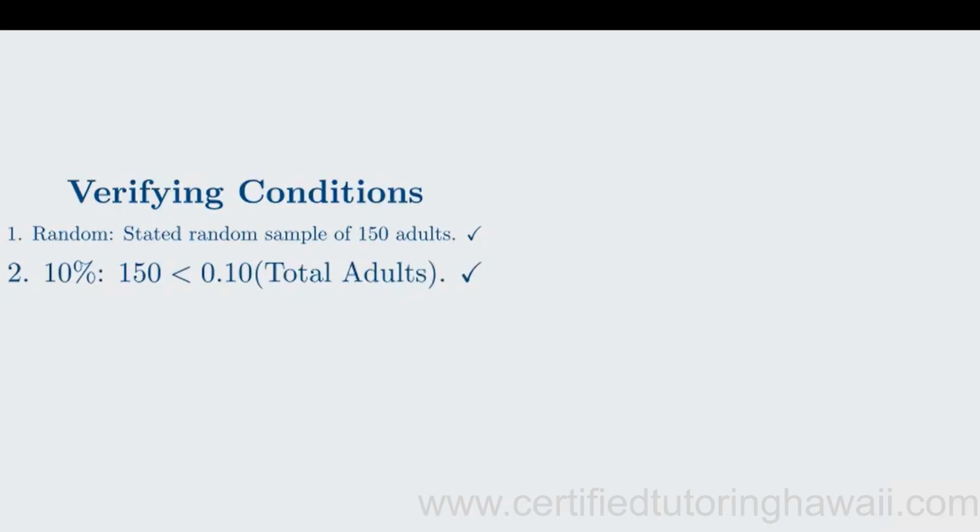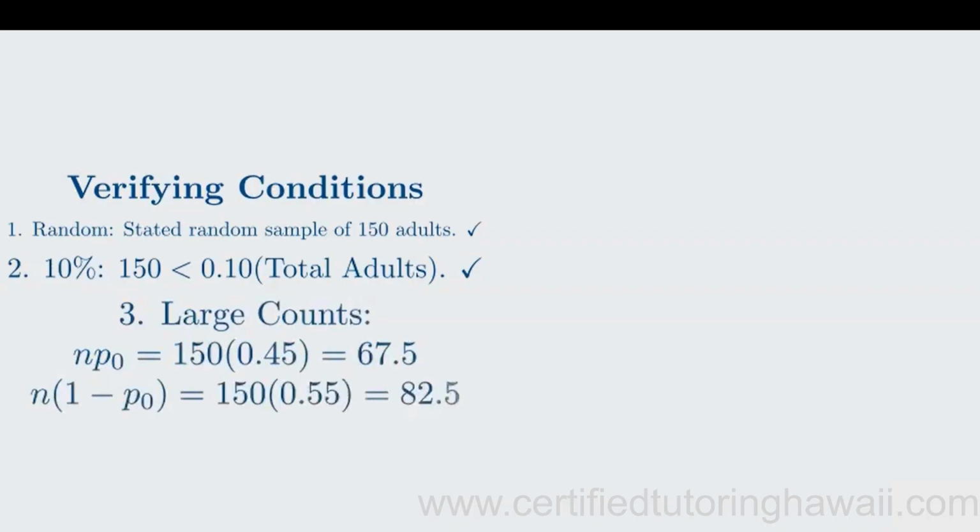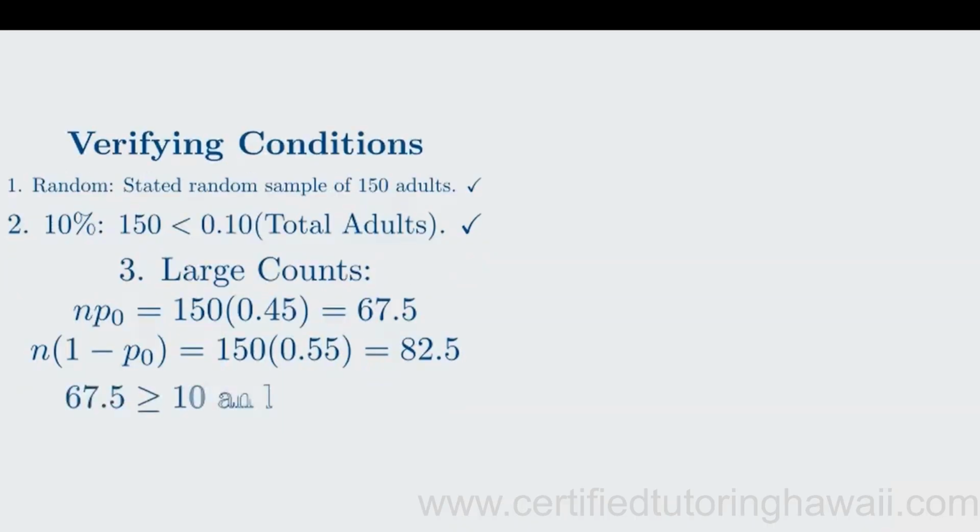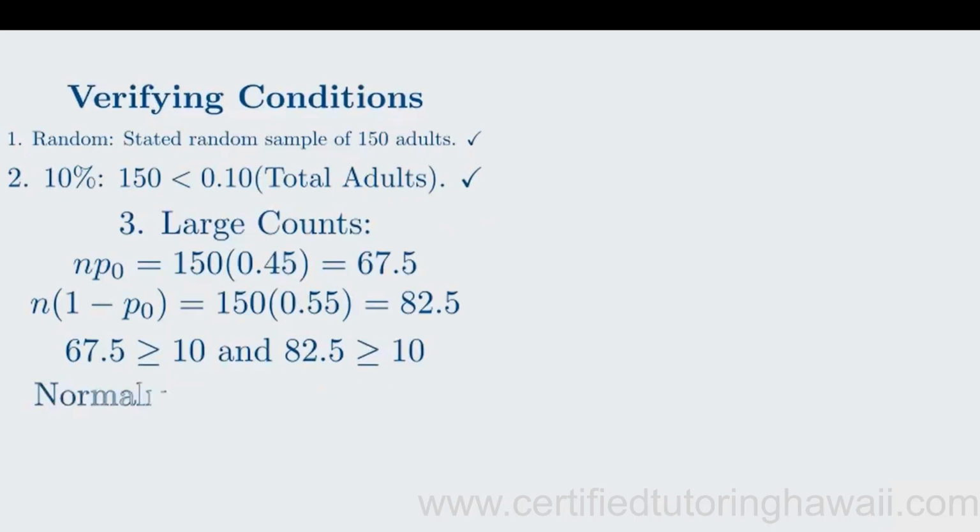Yes, it is safe to assume there are more than 1,500 adults in the country. Condition met. 3. Large counts. We use n times p naught, that's 150 times 0.45, which equals 67.5. Then 150 times 0.5 equals 82.5. 67.5 is greater than or equal to 10, and 82.5 is greater than or equal to 10. Since both expected successes and failures are at least 10, the normality condition is met.